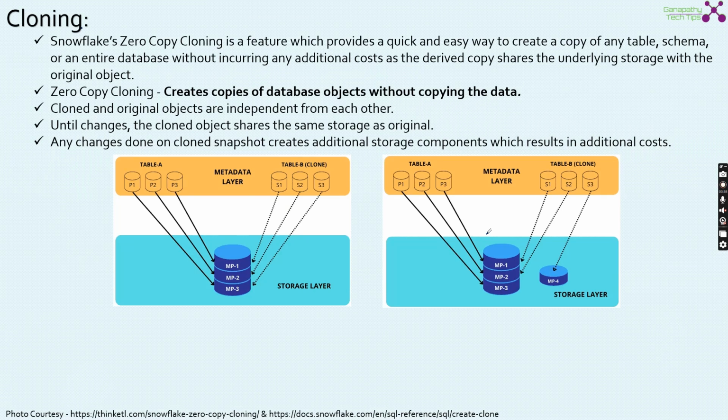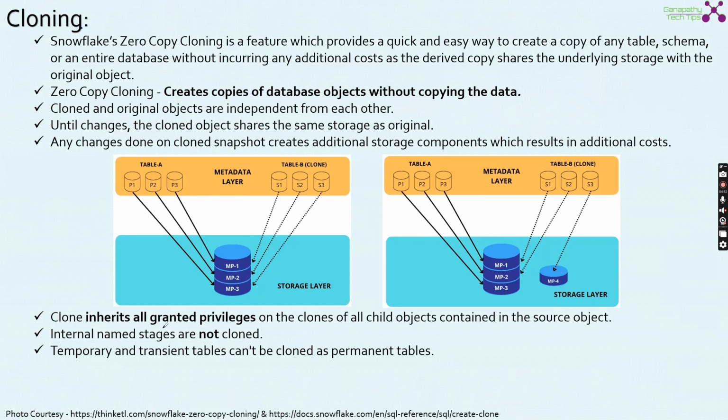One simple example is taking the production data for a development environment. Say for the development environment, people need access to the production data to test. As simple as it is, we can take the production table and create a clone of that production table in the development environment, so that all the data in production will be available to the users who are doing the development. They can do their own edits and changes, but only for those changes will they incur extra cost. Now, a clone inherits all granted privileges on the clones and all child objects contained in the source object.